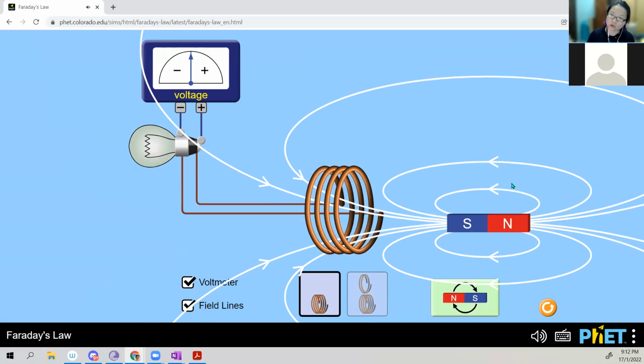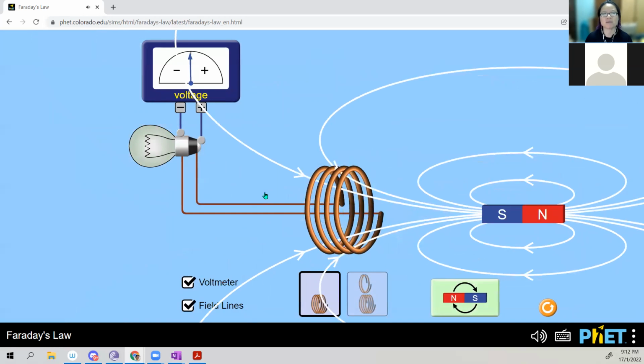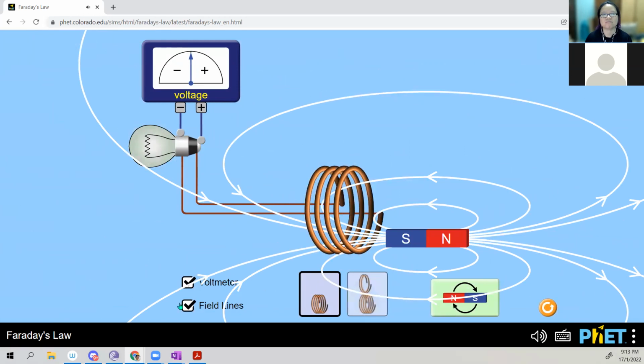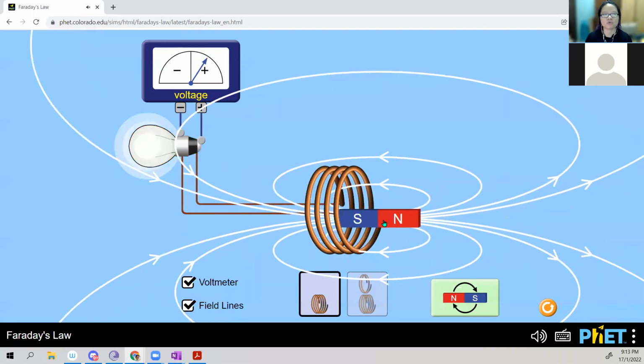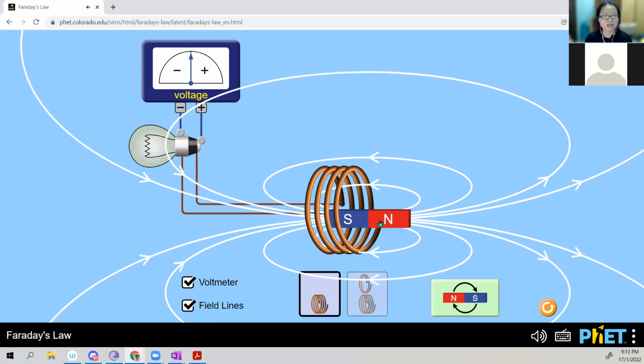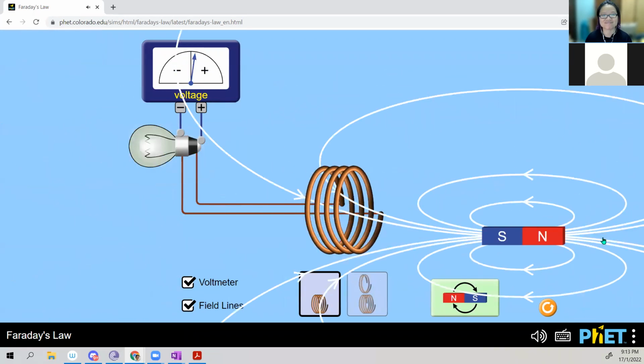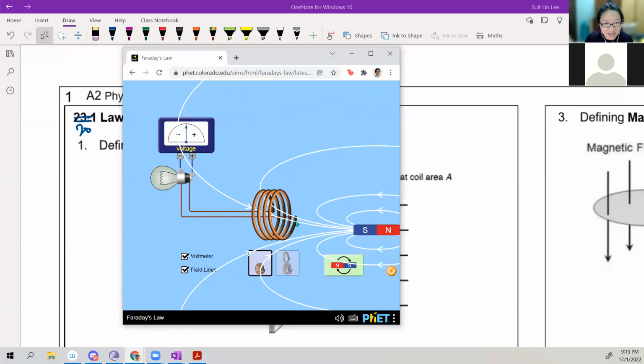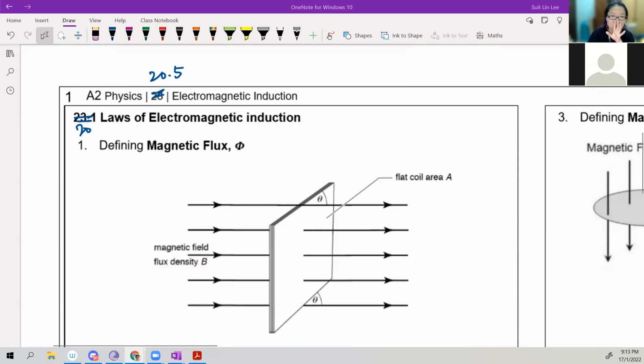Okay, so we're going to look at the laws that govern the magnitude of the voltage, meaning why is it when I move faster, the light is brighter compared to when I move it slowly. Okay, and also what decides the direction. Okay, so before that, because we need some maths or we need a way to quantify these lines passing through a closed area, we will call this magnetic flux, not to be confused with magnetic flux density.